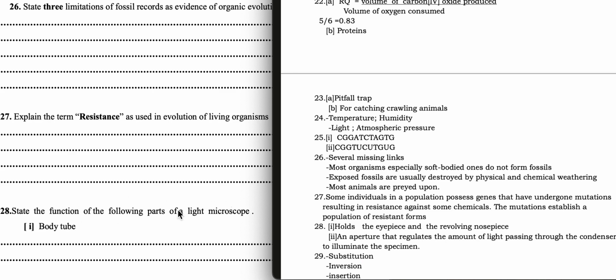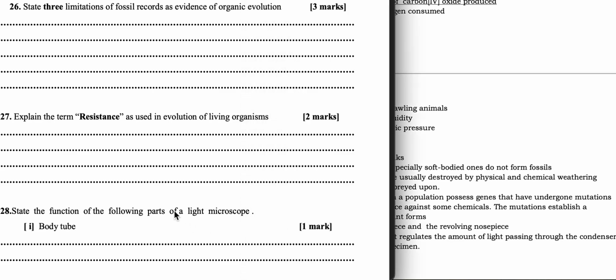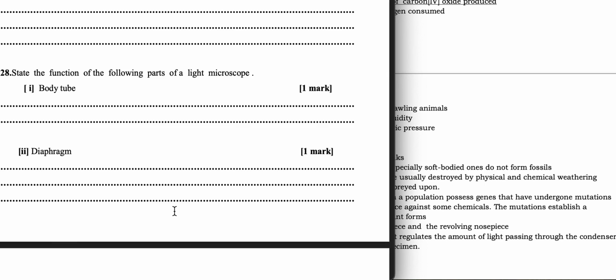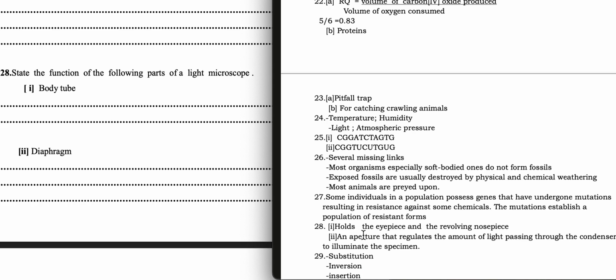State the function of the following parts of a light microscope. Body tube holds the eyepiece and the revolving nosepiece. The diaphragm is an aperture that regulates the amount of light passing through the condenser to illuminate the specimen.